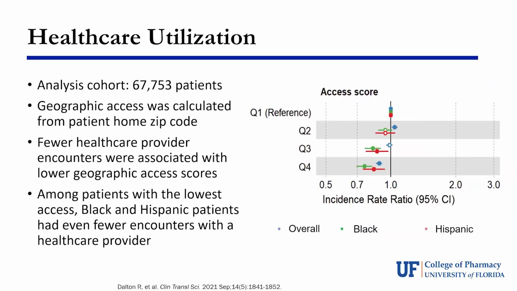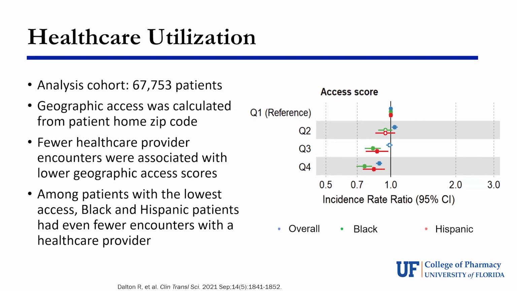And so what we basically requested was EHR data from adults who had prescription records available within our health system and resided within the state of Florida. And so we ended up with almost 68,000 patients, and we calculated an estimated geographic access that we calculated from patient home zip code. And I'll talk a little bit more about the methods, how we did that, a little later on.